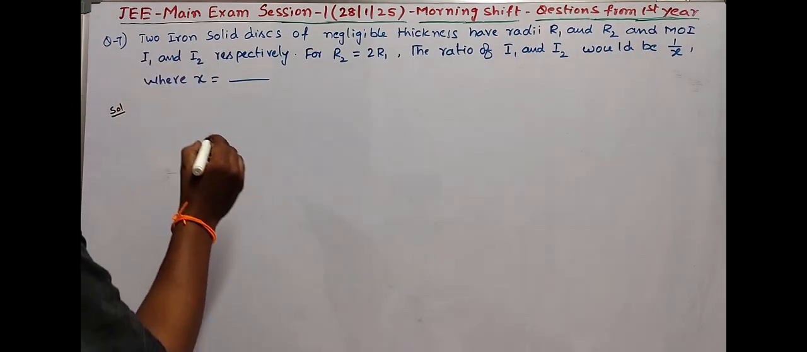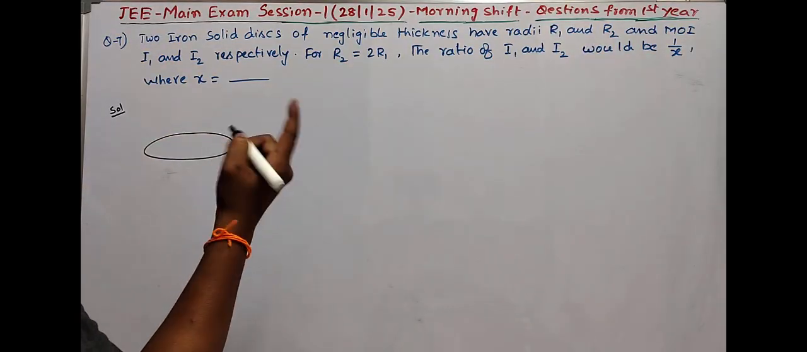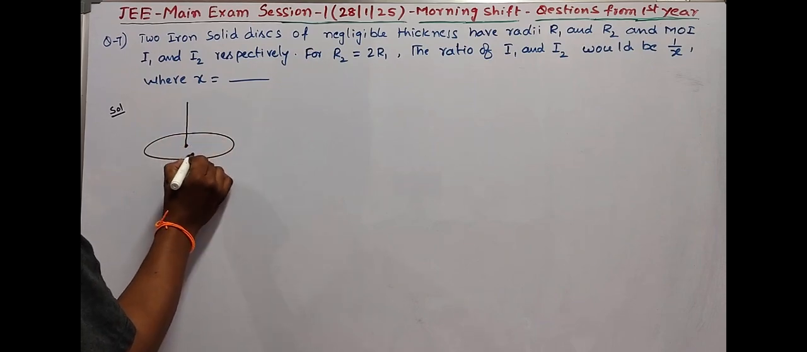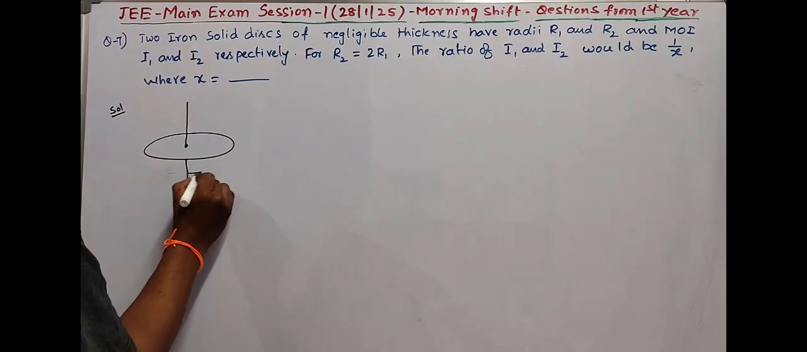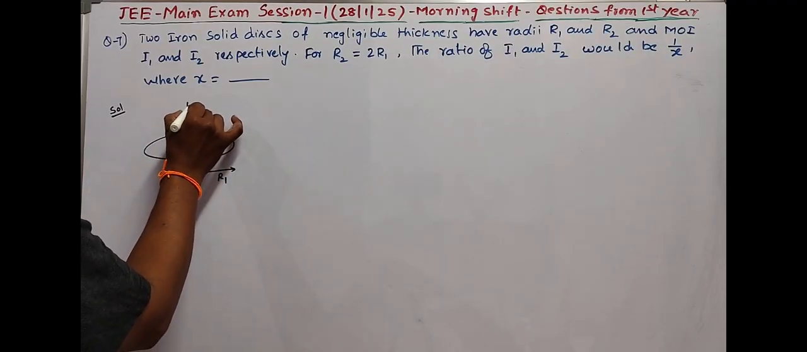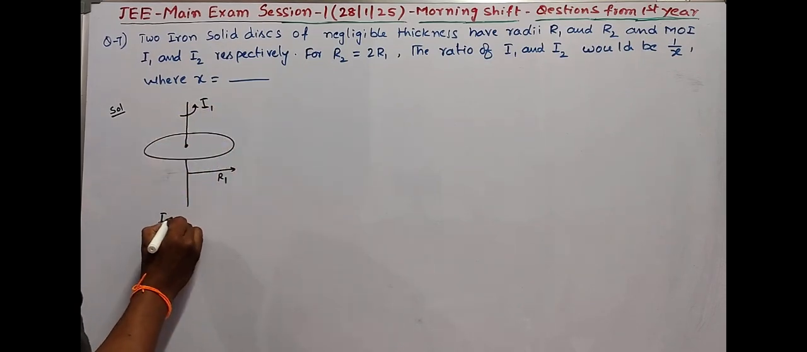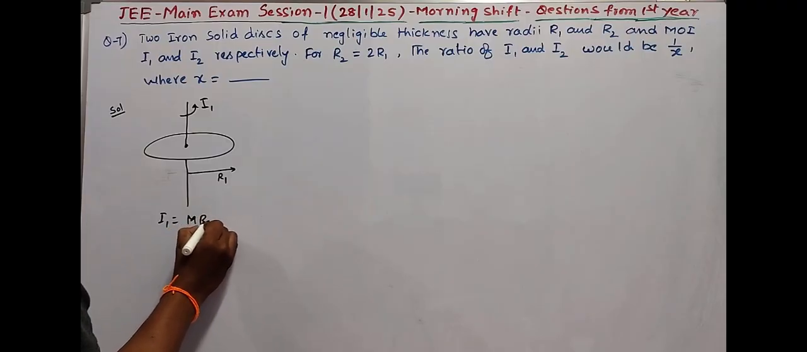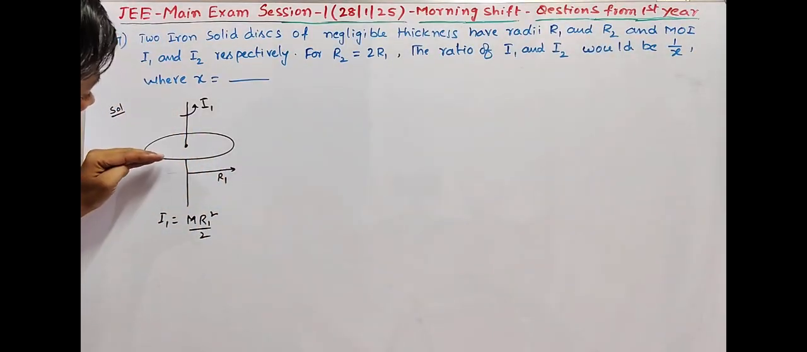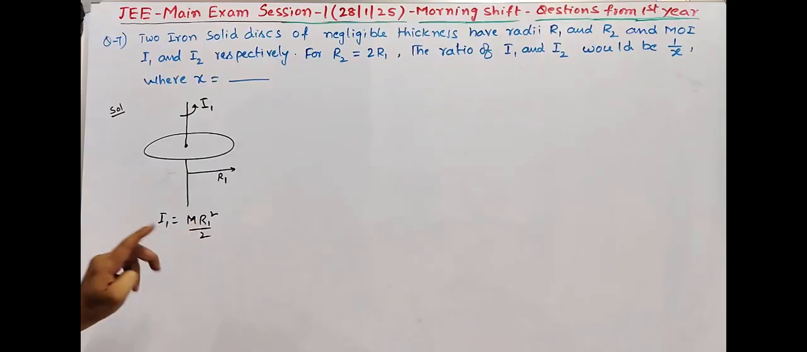Two iron solid discs. Suppose this is the first iron solid disc, whose radius is R1, rotating about an axis which is passing through its center. Its moment of inertia is I1. So I1 is equal to M R1 square by 2. This is the moment of inertia of a disc rotating about an axis passing through its center.